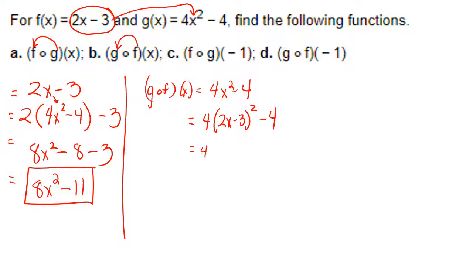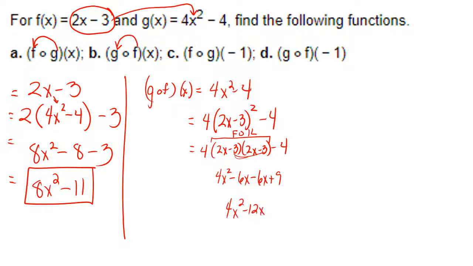Now this really means that I have 2x minus 3 times itself. I have that twice. And I would have to do the FOIL method. First, outer, inner, last on that. Well, 2 times 2 would be 4x squared. 2 times negative 3, that's negative 6x. Negative 3 times 2, that's another negative 6x. Negative 3 times negative 3 is positive 9. All of that is simply by using the FOIL method. So I have 4x squared minus 12x plus 9.